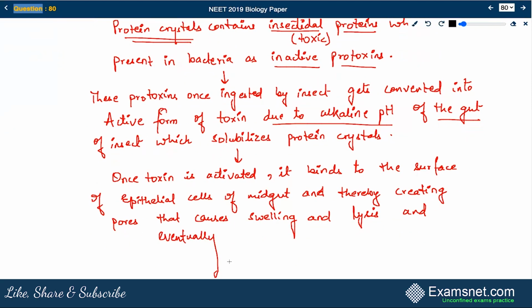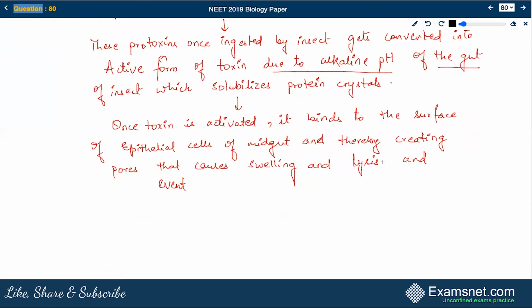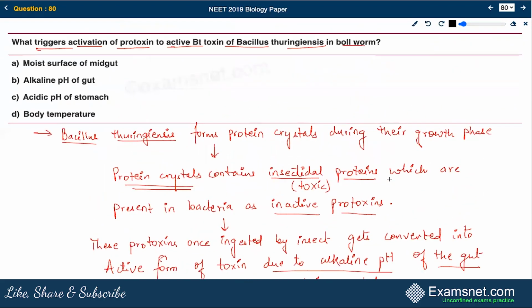Eventually, death of the insect. All right. So this is how they show their effect. It is because of the alkaline pH of the gut that this entire process takes place. So that's why the correct option is option B over here, which is alkaline pH of the gut. All right.